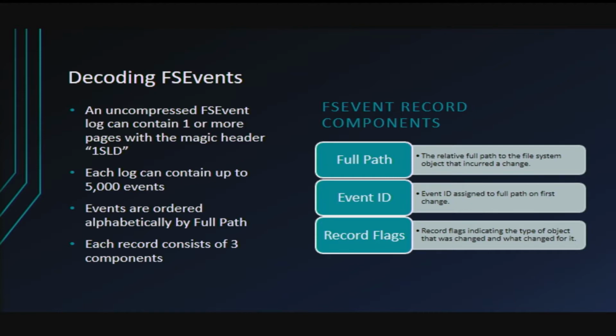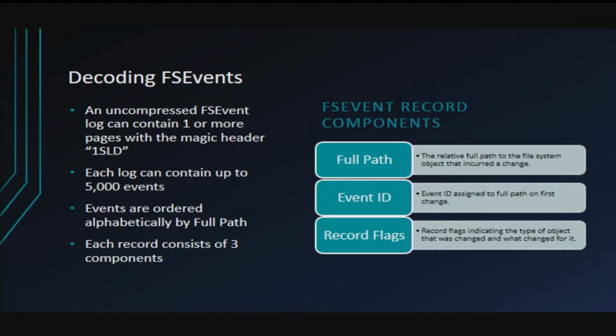Each log, when parsed, can contain up to 5,000 events. I have not seen an instance where there were more than 5,000 events within an uncompressed gzip file that was parsed related to FSEvents. It's also important to note that when the events are stored in memory, they're stored alphabetically. So when you parse an FSEvent log, you can expect them to be parsed alphabetically. You would have to know to sort appropriately to get the best chronological order for those events.